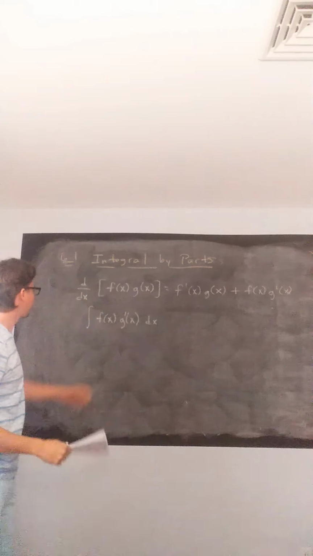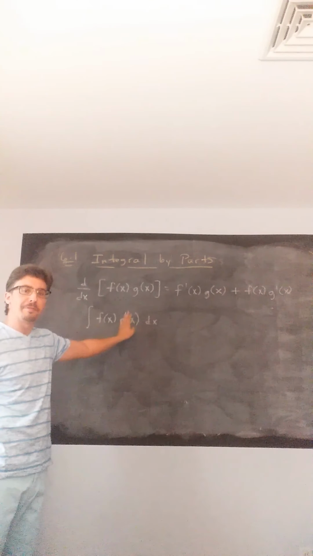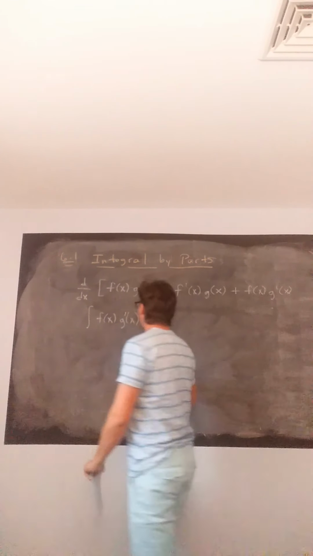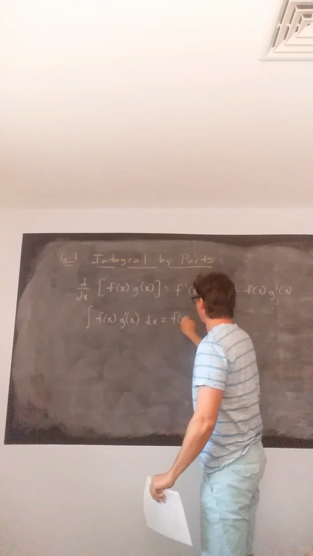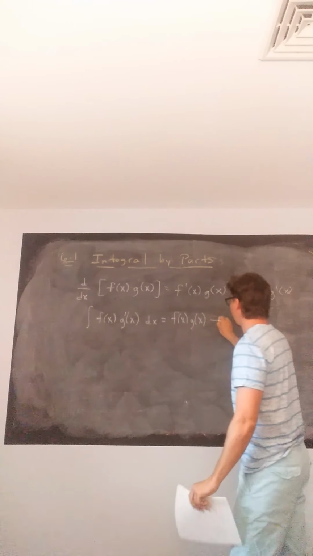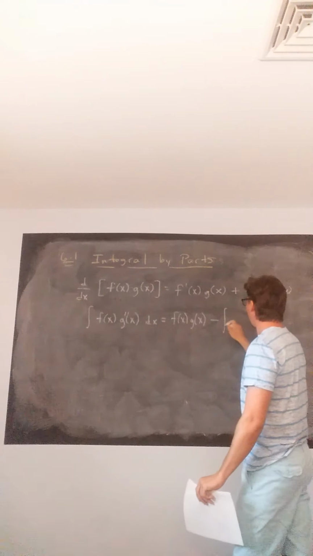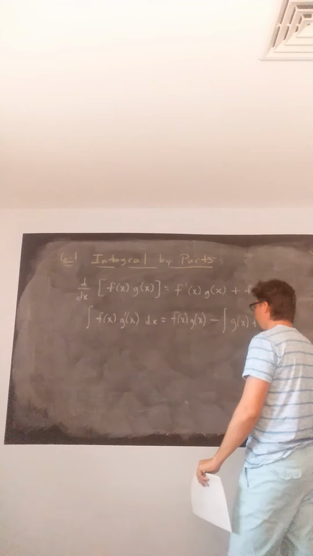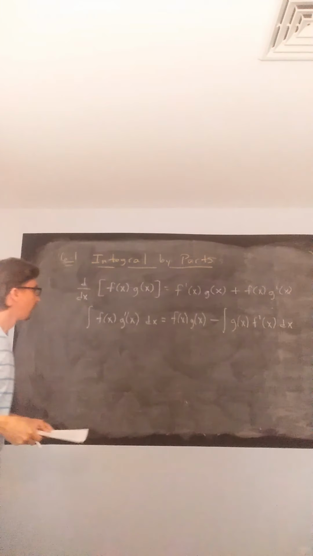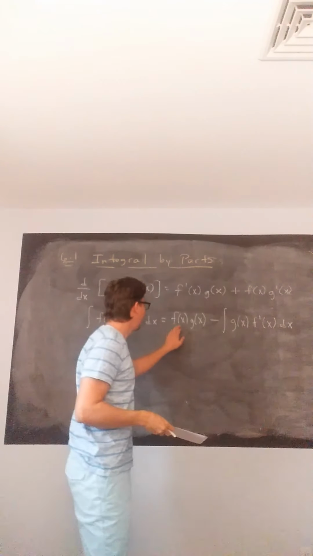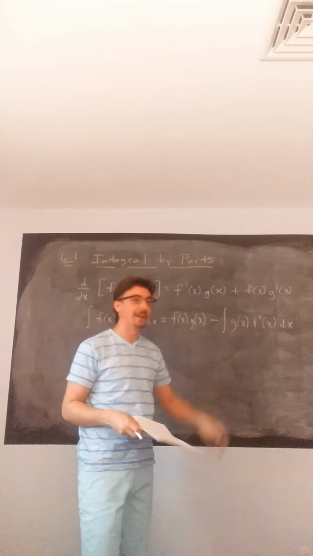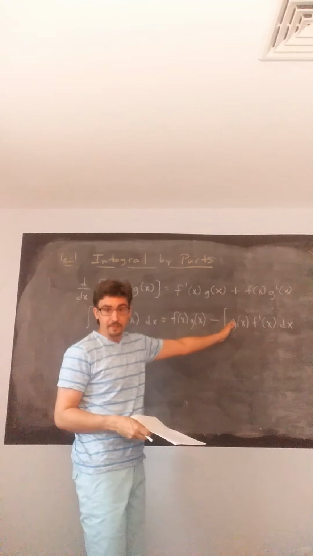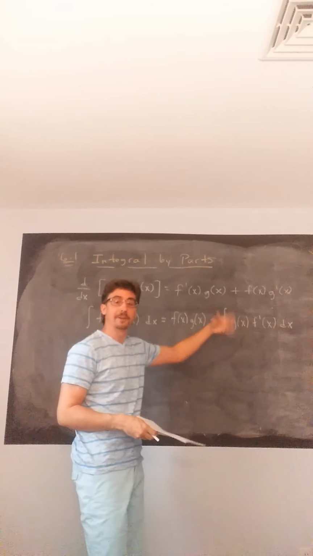So suppose we have the integral of f of x times g prime of x dx. What does this look like in terms of an integral? Well, here's what it is. It's f of x times g of x minus the integral of g of x times f prime of x dx. So for short, you'll always hear me say fg minus integral gf prime.